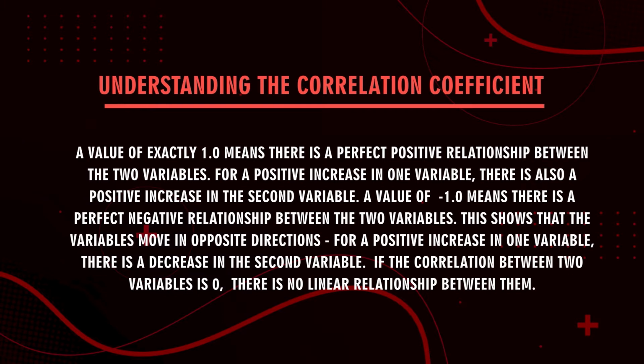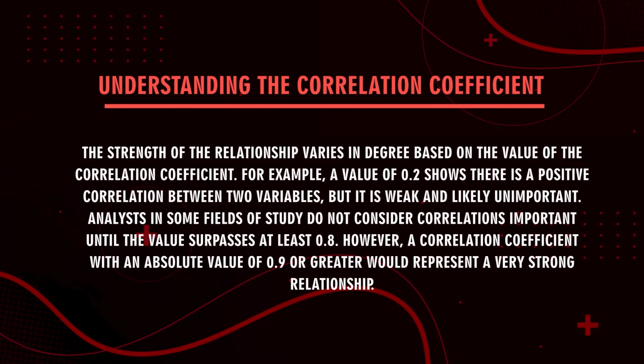If the correlation between two variables is 0, there is no linear relationship between them, and the strength of the relationship varies in degree based on the value of the correlation coefficient. For example, a value of 0.2 shows there is a positive correlation between two variables, but it is weak and likely unimportant. Analysts in some fields of study do not consider correlations important until the value surpasses at least 0.8. However, a correlation coefficient with an absolute value of 0.9 or greater would represent a very strong relationship.